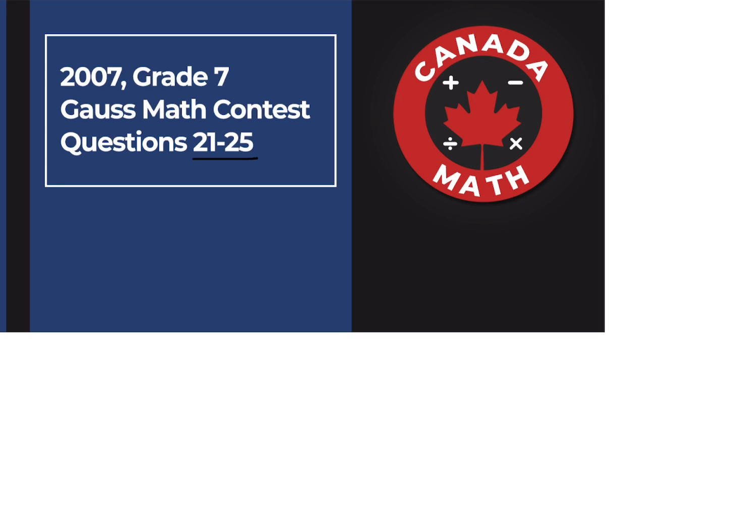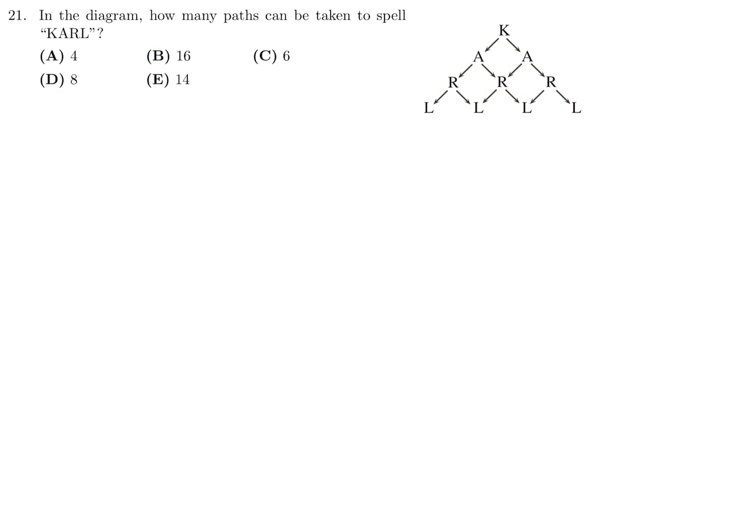Questions 21 through 25 on the 2007 Grade 7 Gauss Math Contest. In the diagram, how many paths can be taken to spell Carl?